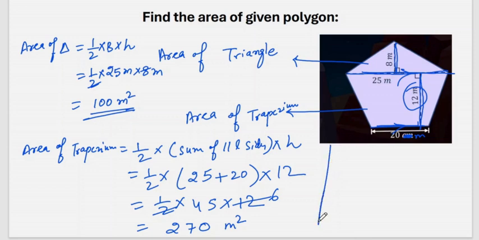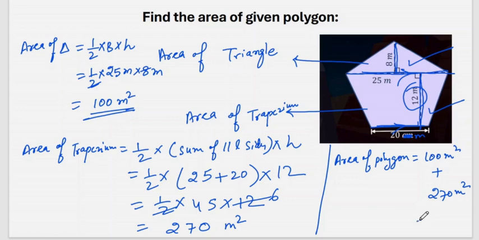So we have got the area of the triangle and we have got the area of the trapezium. So now we can find the area of the polygon. So what will be the area of the polygon? Just add the area of the triangle and area of the trapezium and you will get the area of the polygon. Okay, so what was the area of the triangle? It is 100 meter square. And what was the area of the trapezium? 270 meter square. So we got it as 370 meter square as the final answer, which is the area of the polygon. Okay, next question.